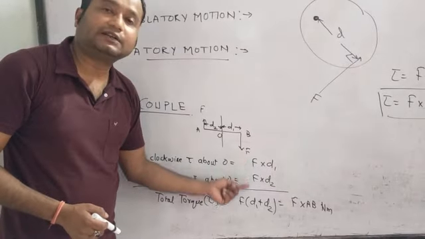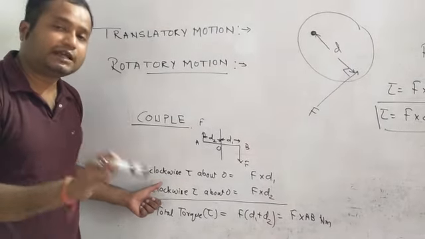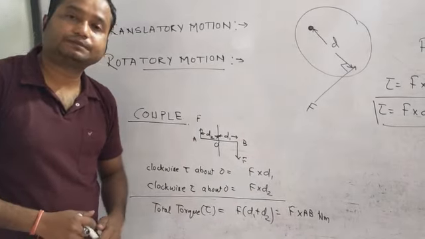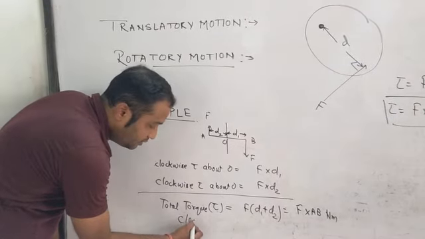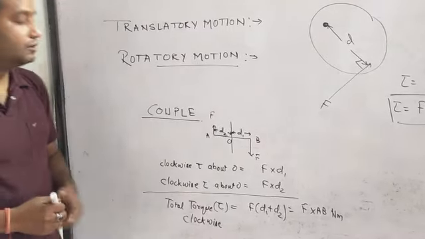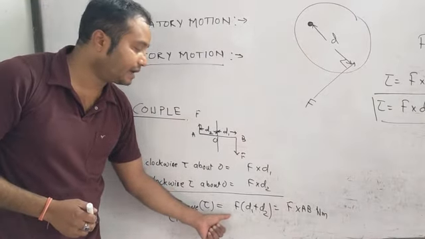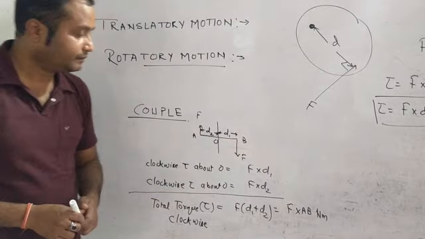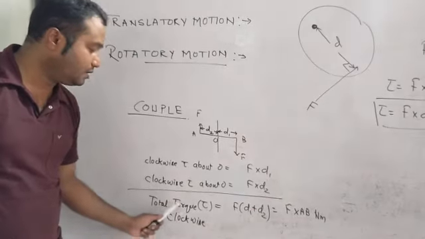I have not written a negative sign over here because I have already mentioned clockwise. If I wouldn't have mentioned clockwise over here, then I need to put a minus sign. Total torque clockwise. Since both are in the same direction, the total torque gets added up. If I add them up, F comes out to be common. In bracket, I get d1 plus d2, which is the total distance between A and B. So force multiplied by total distance AB, Newton meter, becomes your total torque.